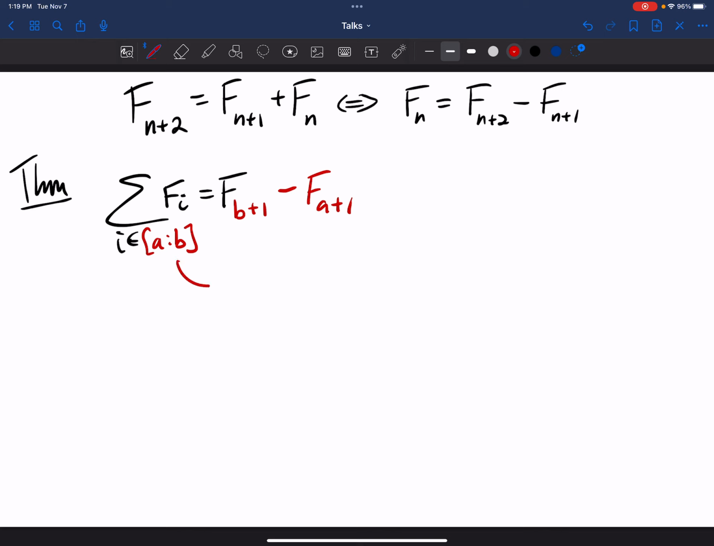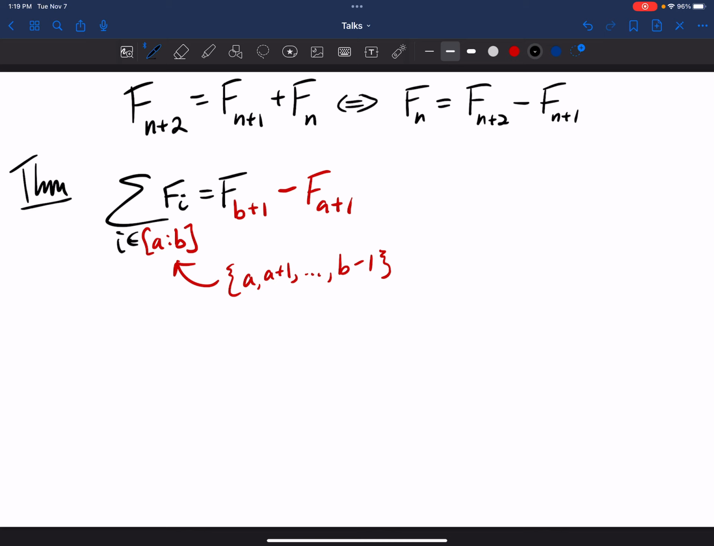Now, if you're not familiar with this a to b, this is the set a plus 1, etc., all the way up to but not including b. So the number of elements in this set is b minus a. Right, so we will get the other theorem as a special case just by plugging in a equals 0. All right, so how do we do this?